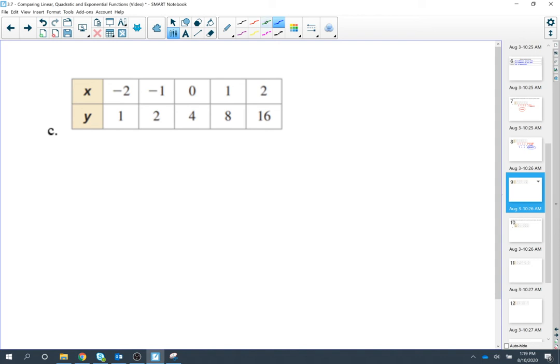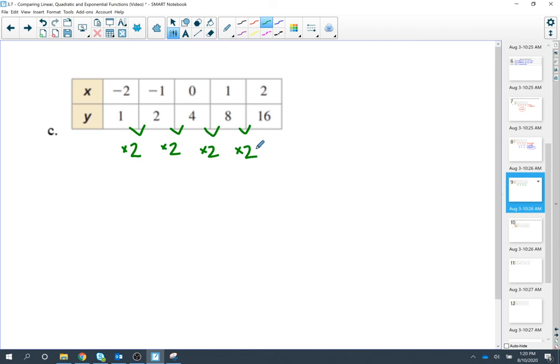Letter C. Okay, once again, -2, -1, 0, 1, 2, our x values check out. Now on this one, I'm looking at it and I'm going, okay, 1 to 2, I go up 1, then I go up 2, then I go up 4, then I go up 8. What is happening between 1 to 2 to 4 to 8 to 16? At this point, I could try to do my differences, but I don't want to waste my time. In order to get from 1 to 2, you multiply by 2. How do you get from 2 to 4? You multiply by 2. 4 to 8, multiply by 2. 8 to 16, multiply by 2.